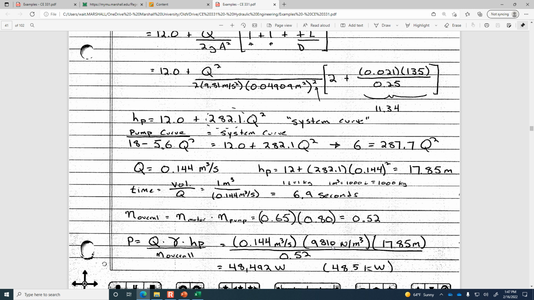That's a huge amount of power, but keep in mind it's lifting this water, it's adding 17 meters of head, and we're talking about 144 liters per second. So it's a high flow rate and it's adding a lot of pump head, so it would make sense that there's going to be a large electrical requirement there, especially because about half of the energy that we put into the system is being lost. Only 52% of it is going into the water.